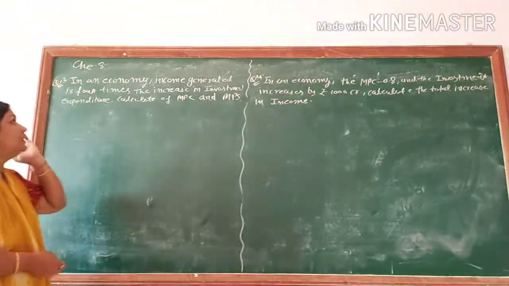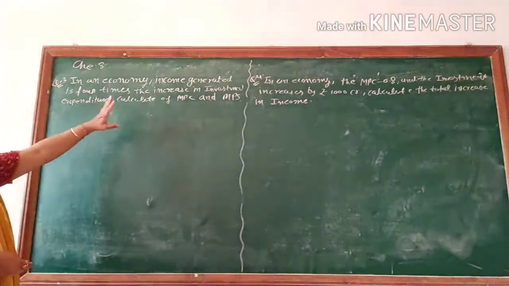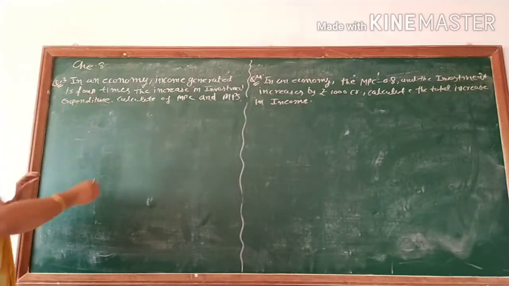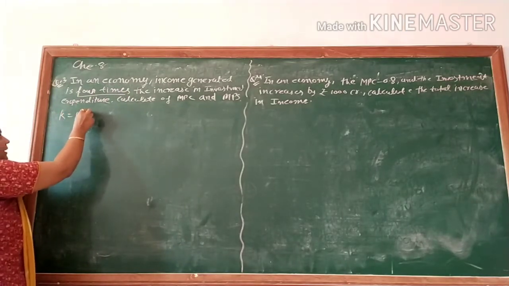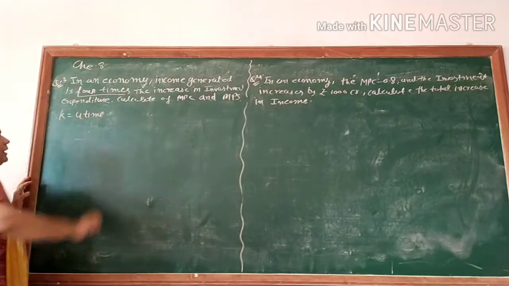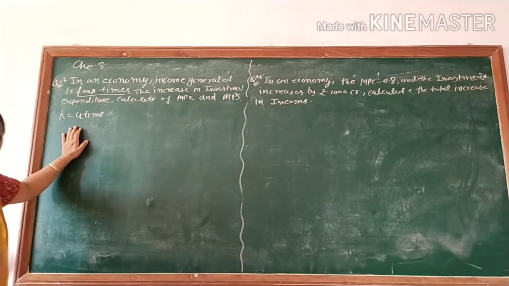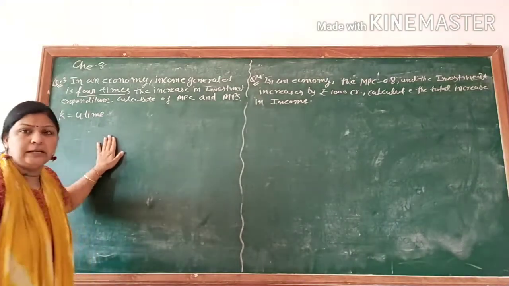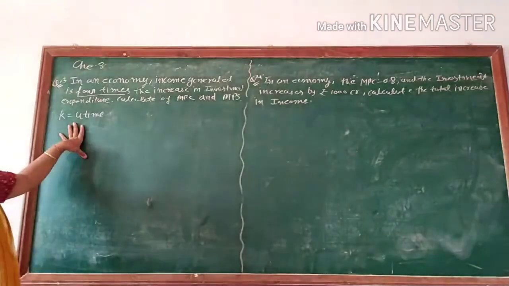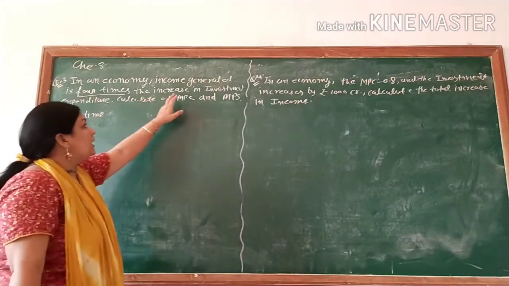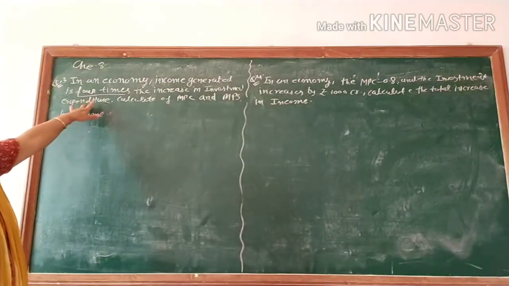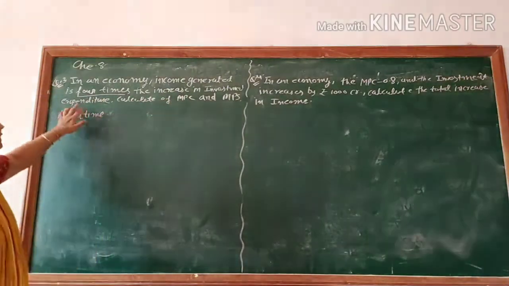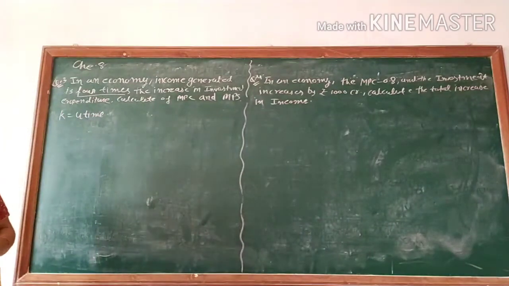Now the next question. In an economy, income generated is 4 times. 4 times, it means that is your K. Clear? Income generated: what is the money multiplier? How many times we are generating our income. So that K is given to you, it is 4 times. The increase in income is 4 times the increase in investment expenditure. Calculate the MPC and MPS.